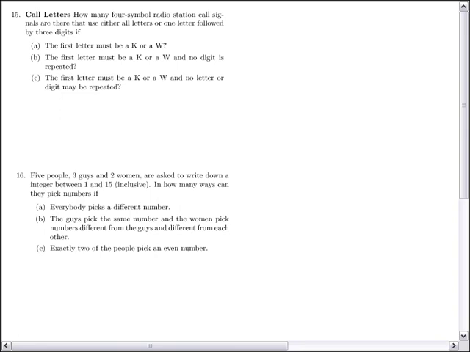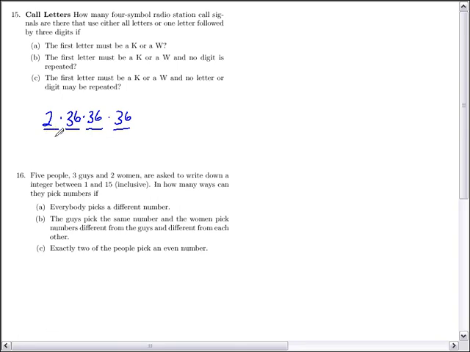How many 4-symbol radio call signals are there that use either all letters or one letter followed by 3 digits? Now for this problem here, it's very tempting to say the first letter must be a K or W, so let's put a 2 there. And to think about it and say, well, I have 26 letters, I have 10 digits, and to write 36, 36, 36. A lot of students will write that as the answer for part A.